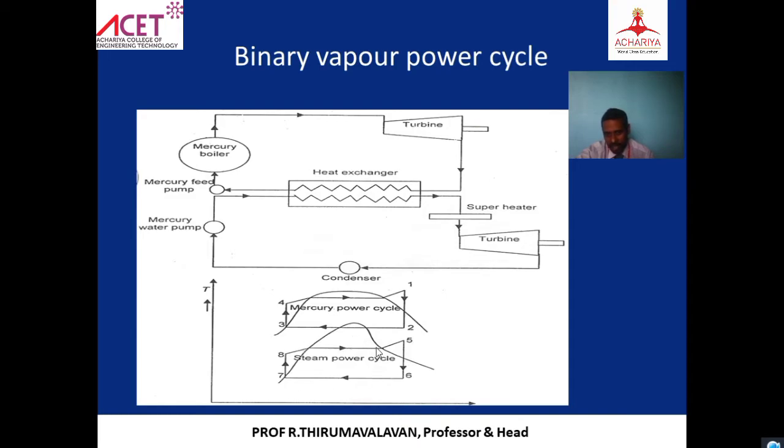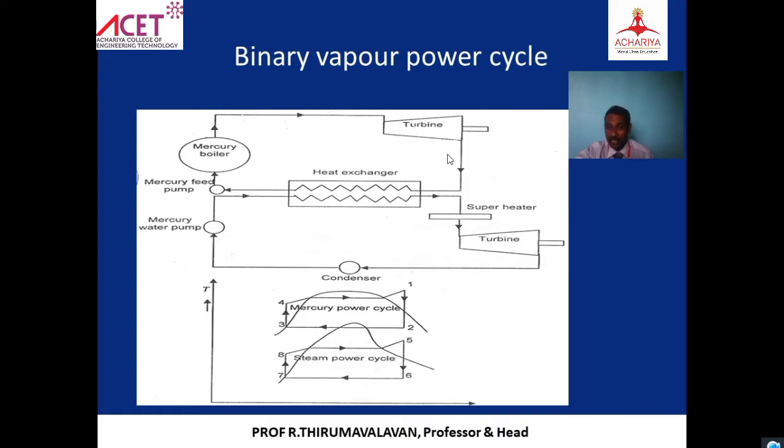Again pumping. This cycle is a separate cycle. Both will not mingle. Both the liquids will not come into contact with each other. But thermal contact will be there. No mechanical contact. It is a thermal contact. The heat is transferred through the process of convection.